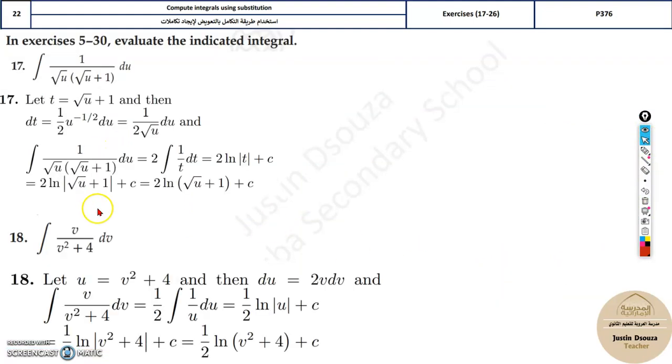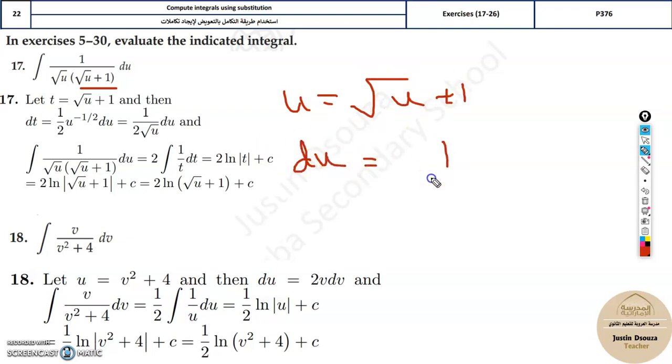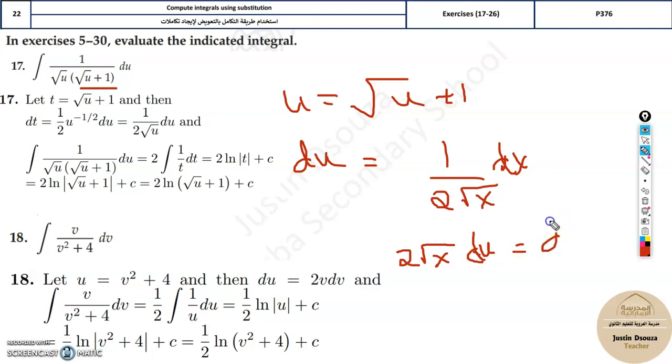The same way you can solve the rest. These are all simple problems which I've done previously. Now over here, if you take u as square root of x plus 1, what happens when you derive? You will get du equals 1 by 2 root x dx. We have done a similar problem in the last video.